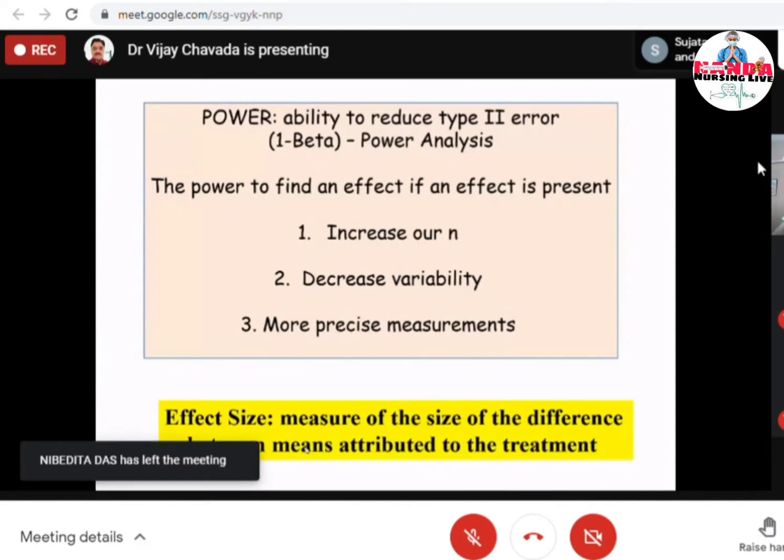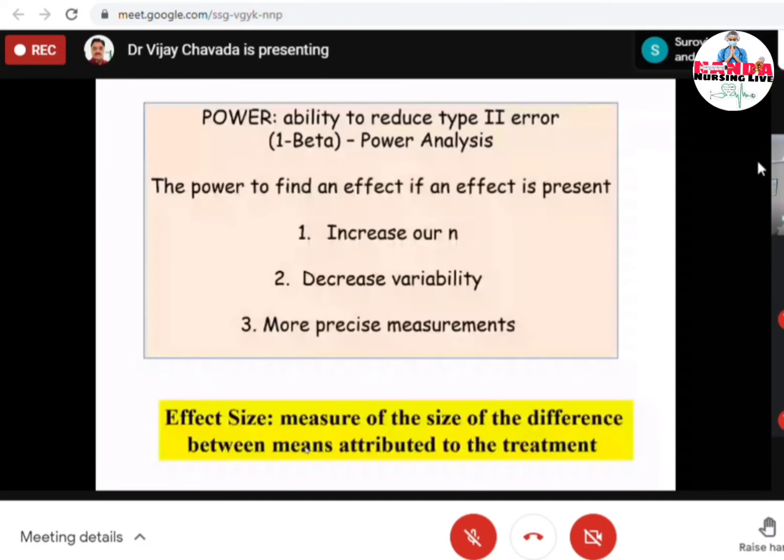Effect size is nothing but measure of the size of the difference between means attributed to the treatment. Means the average of, say for example, you are testing the efficacy of a drug, whether it is decreasing BP or not. So difference, average of blood pressure in test group minus average of the blood pressure in control group, that will give you the effect.